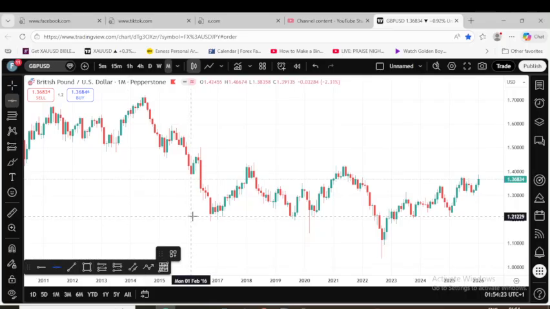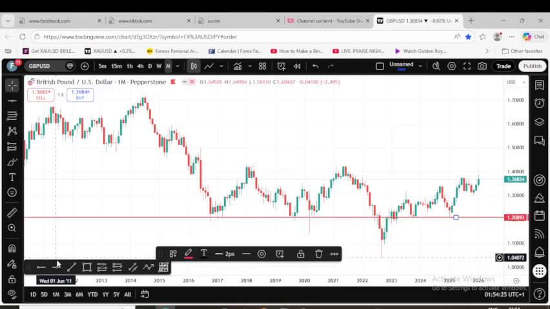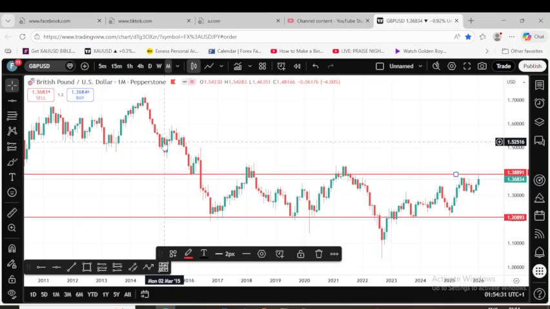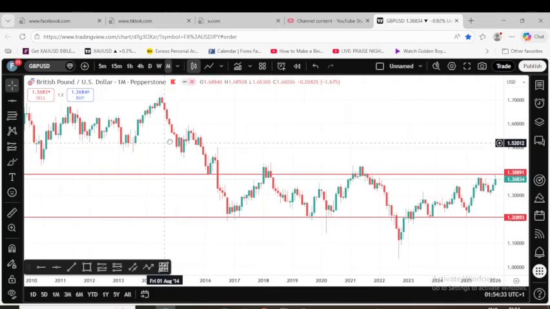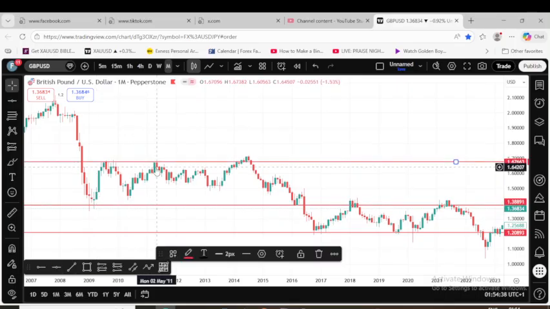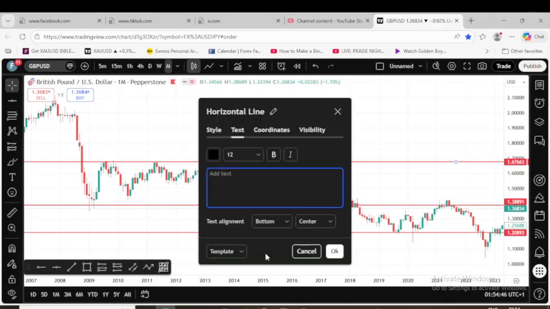Good morning, everyone, and today we're going to be doing top to bottom analysis on GBPUSD starting from the monthly time frame. And as we usually do, we'll start by identifying our zones.